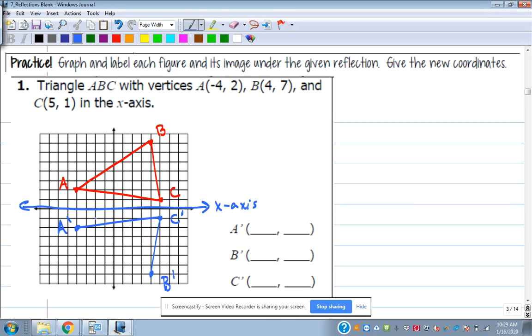We get a beautiful reflected triangle there. So when we reflect across the x-axis, what are the ordered pairs for that? Yeah, -4 and -2, 4, -7, and 5, -1. So what changes on the ordered pairs when you reflect across the x-axis? The y values swap signs. That's all that happens there. Really, really simple idea. Okay.